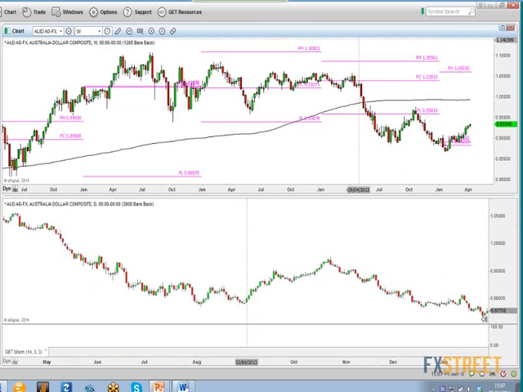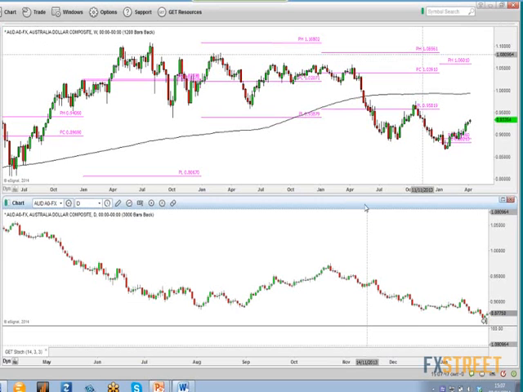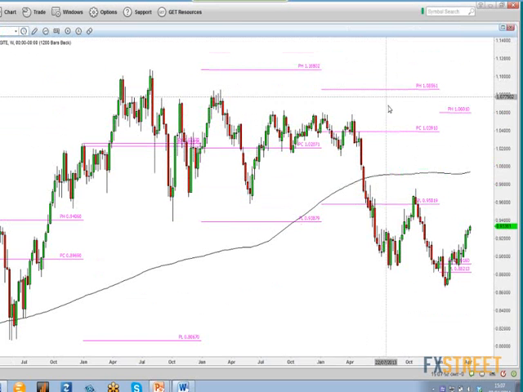Now, if we go down to the daily time frame, the pink lines basically represent highs, lows, and closing prices of previous years. When I say closing price, I mean 11:59 p.m. on the 31st of December. That's the closing price. And then the highest price reached in that year and the lowest price reached in that year. So major areas of support and resistance.